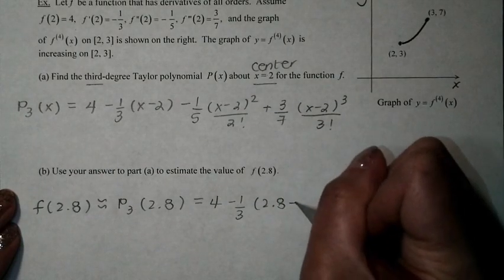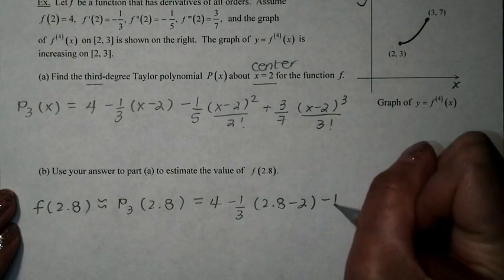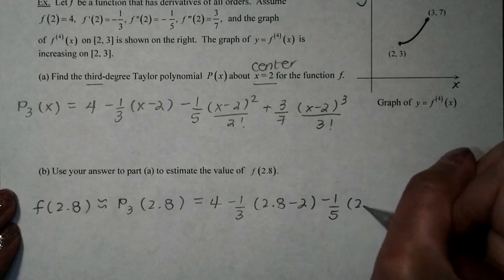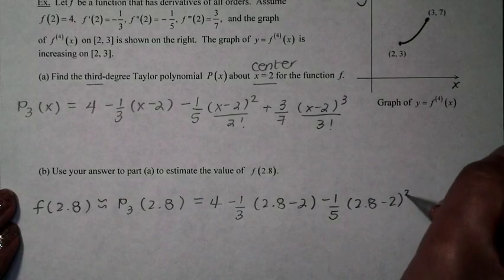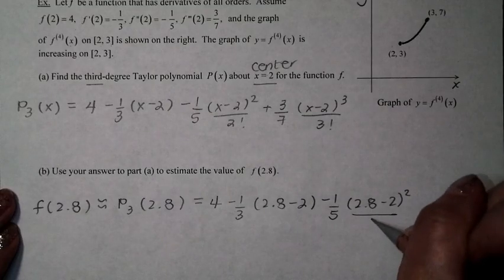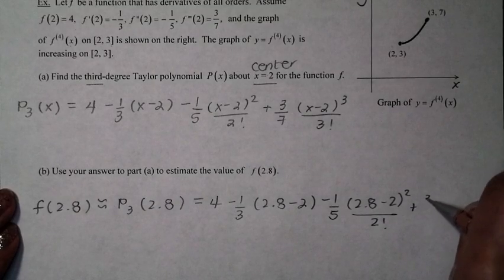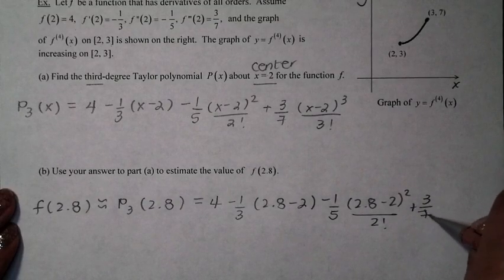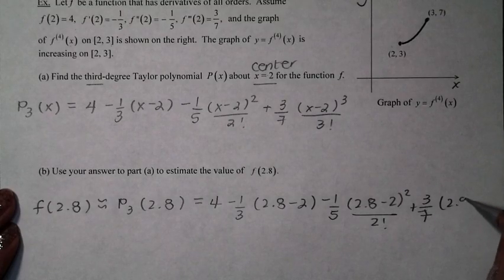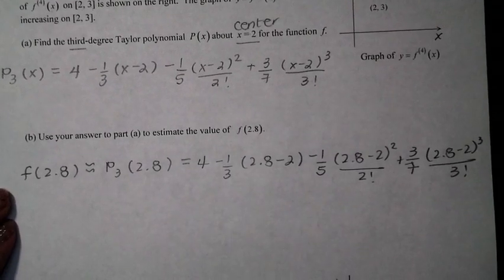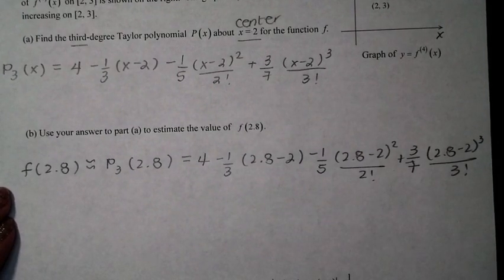2.8 minus 2, minus 1 over 5 times 2.8 minus 2 to the power of 2 divided by 2 factorial, and then plus 3 over 7 times 2.8 minus 2 to the power of 3 divided by 3 factorial, okay?